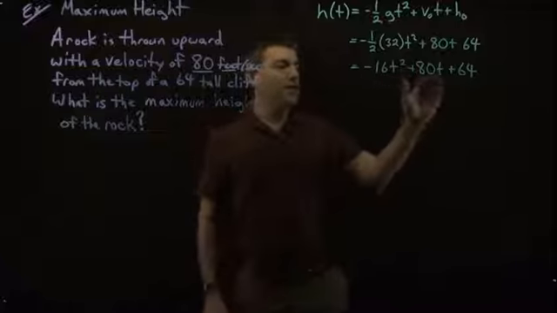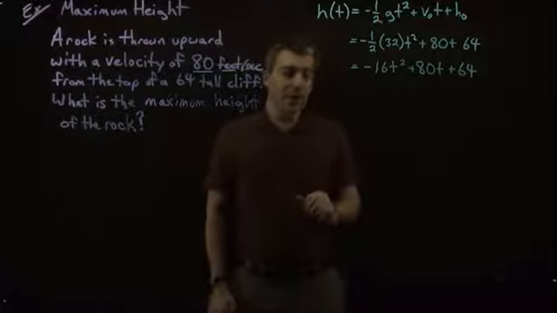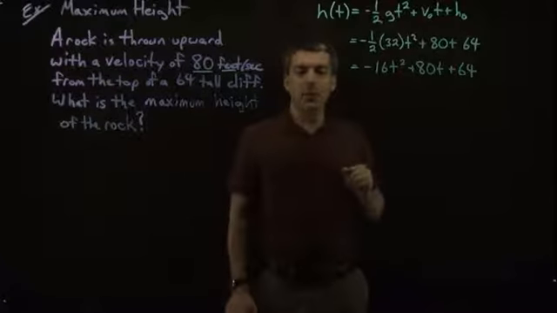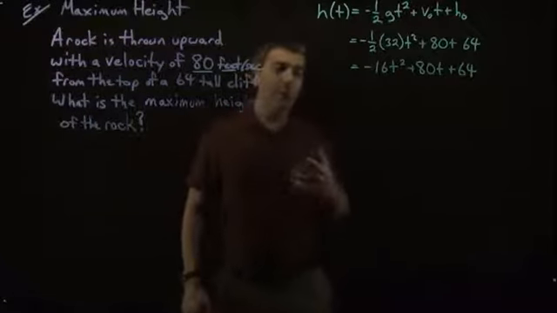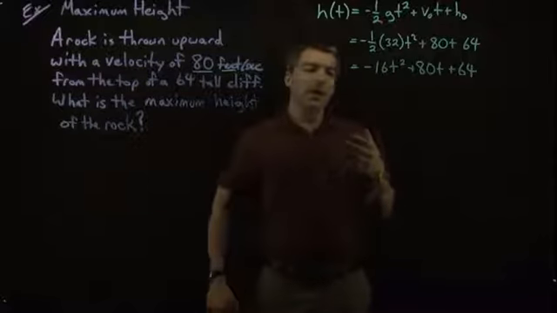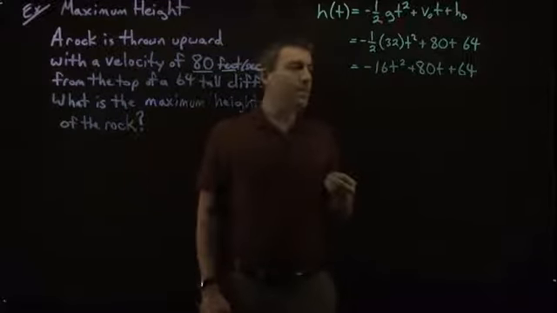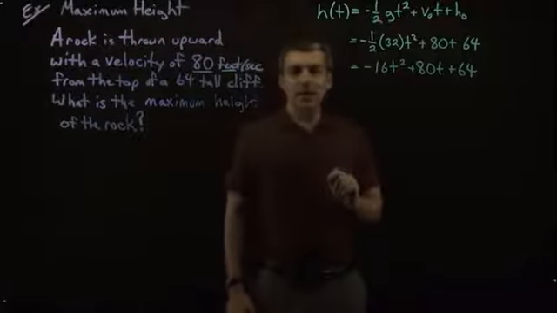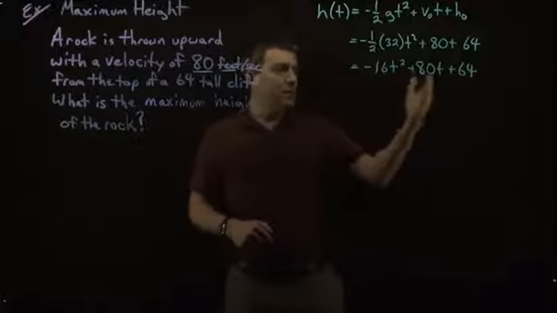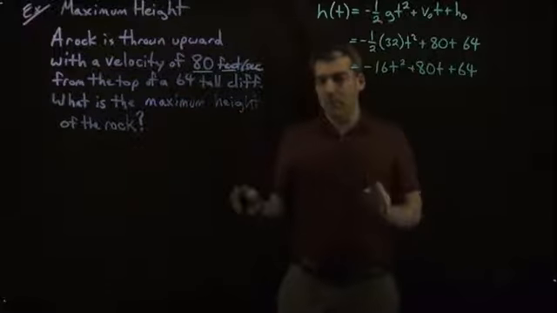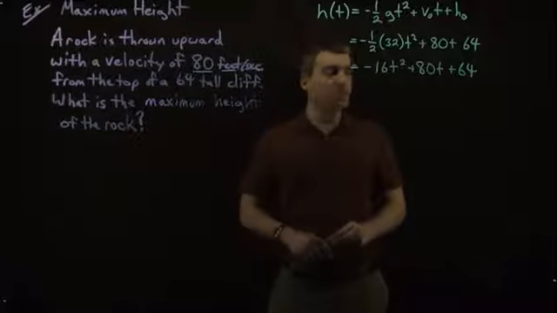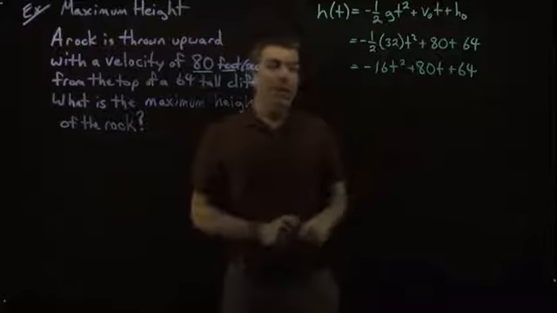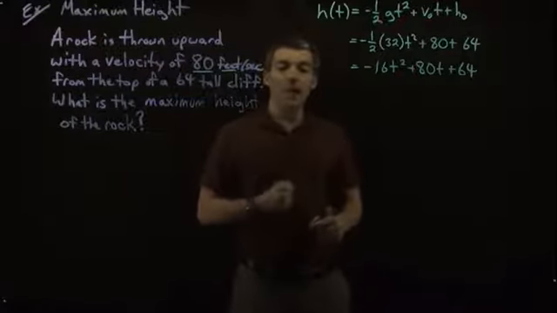Now we can maximize this by finding the vertex. Recall that the vertex is either the maximum or minimum depending on the a, and the a is the coefficient of the quadratic term. That's the term with the variable squared. This is that term, with t squared, and its coefficient is negative 16. That means if we were to graph this, we would get a parabola that opens down. The vertex would be the maximum. So if we find the vertex for this, we're going to find the maximum height.